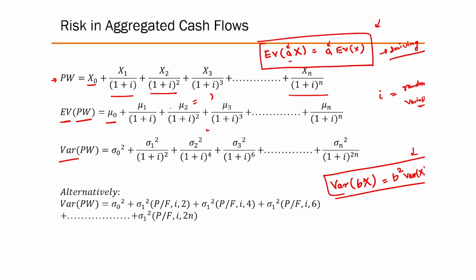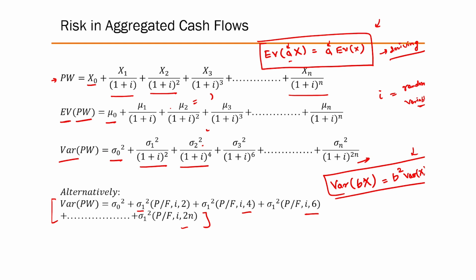So variance of present worth will become sigma naught square, which is the mu naught value, sigma 1, which is the variance of the series x1, and this coefficient was 1 plus I, so it comes out as (1 plus I) square. Then variance of x2 is sigma 2, and the value comes out to be (1 plus I) to the power 4, because the coefficient in this case was 1 upon (1 plus I) square, right? So essentially this becomes the series of variance. Alternatively, this is just a simpler way to represent it. This also becomes sigma naught square plus sigma 1 square by (1 plus I)^2, by (1 plus I)^4, by (1 plus I)^6, just to give you an idea of the terms that we're talking about.